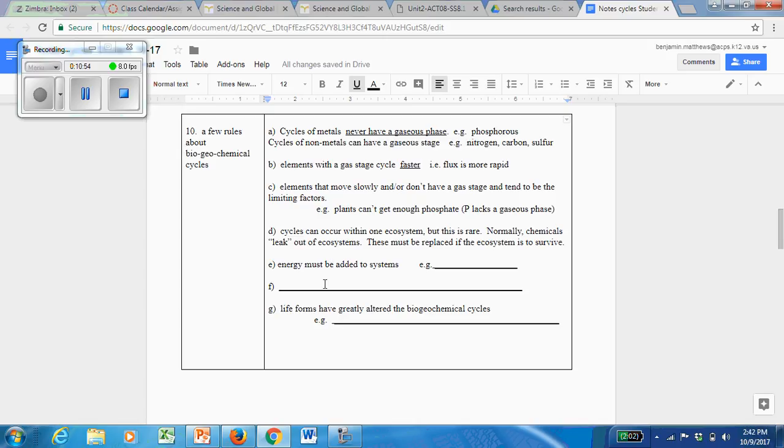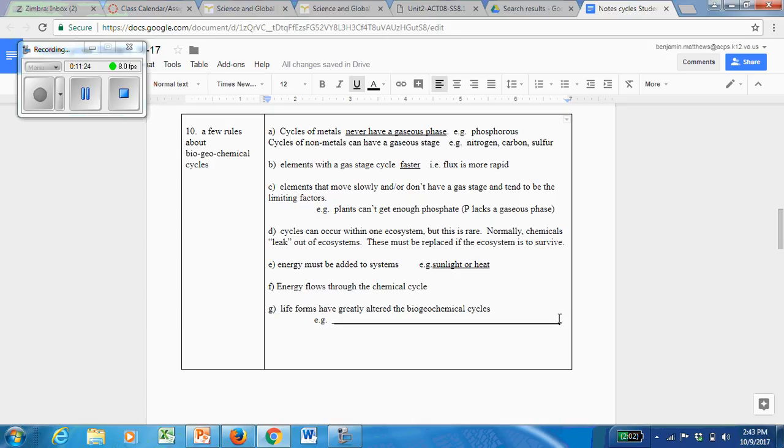The third one, energy must be added to ecosystems to get things moving. So sunlight or heat, one of the two, makes it moving. All right. We also say that energy flows through the chemical cycle. Again, energy is added, energy flows, and that makes flux happen a little bit.